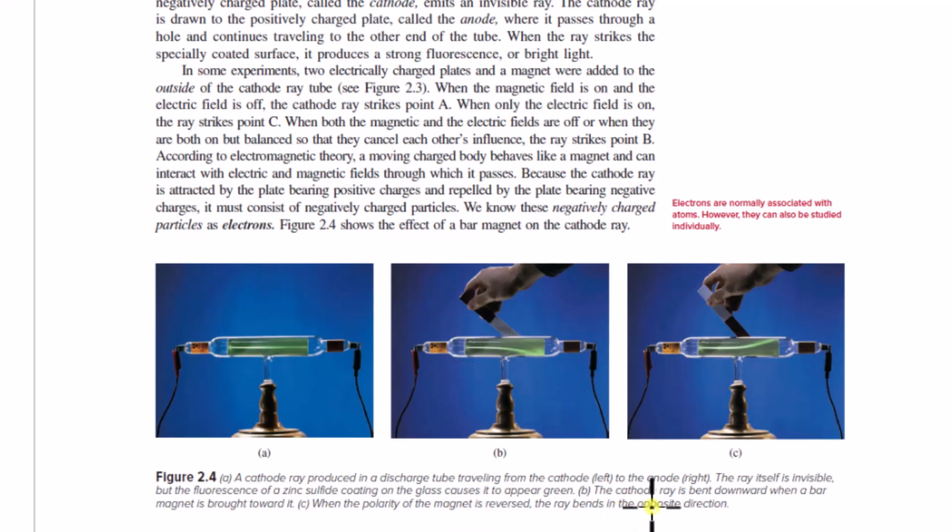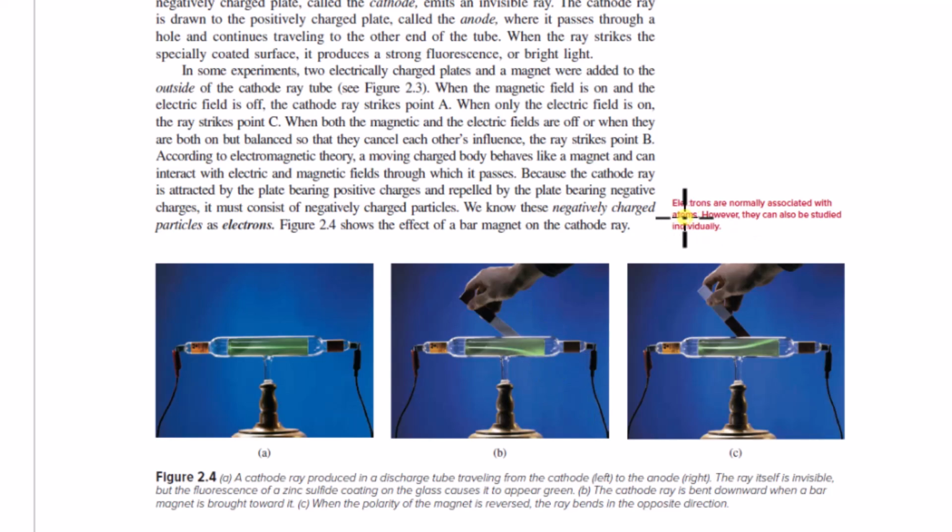Now it says the cathode ray is bent downward when a bar magnet is brought towards it, and when the polarity of the magnet is reversed, the ray bends in the opposite direction. So this is just interesting. You can visibly see the cathode ray deflecting. They knew that it was only charged particles that were deflected by magnetic and electric fields. And they also had a sense that this cathode ray must have negatively charged particles in it because of the direction in which the ray was bending relative to the magnet.